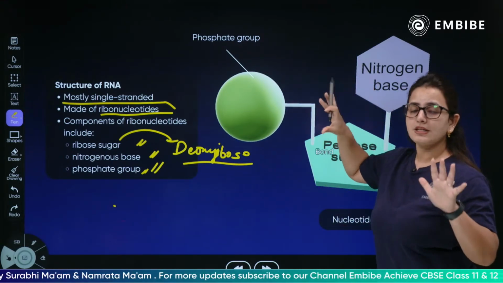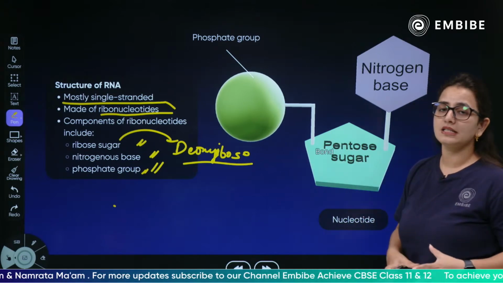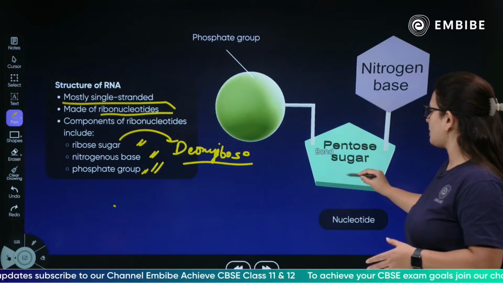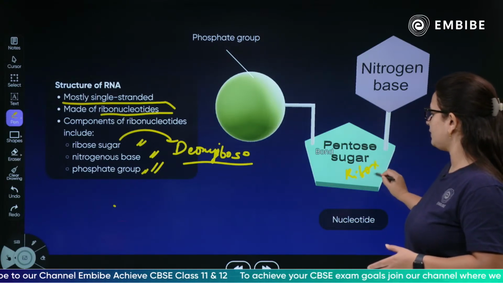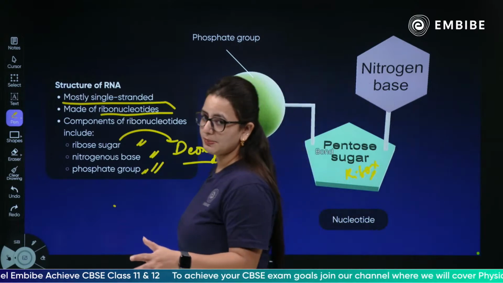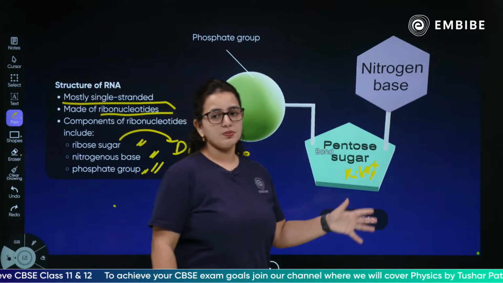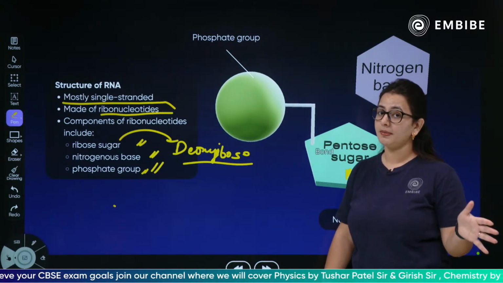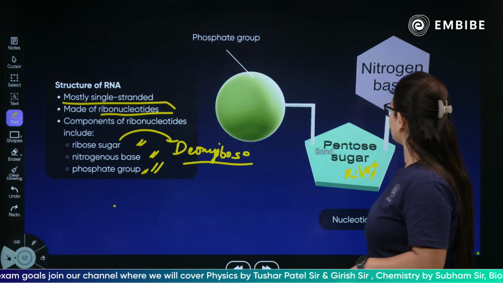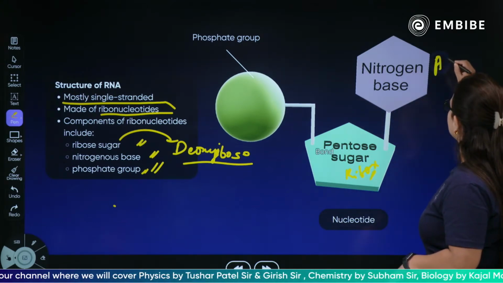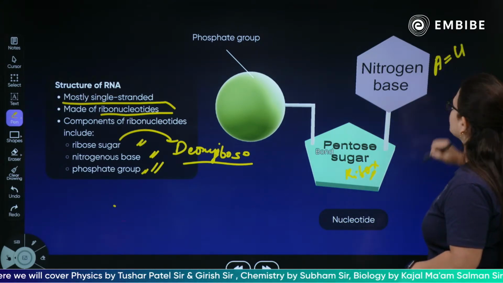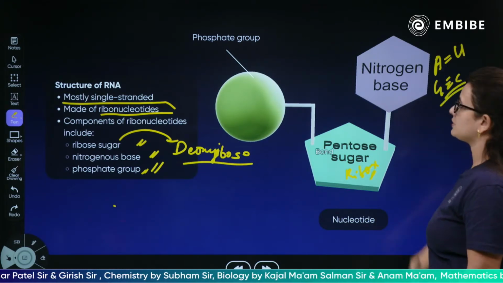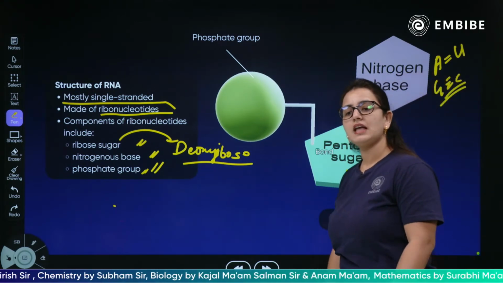It has the same basic structure as DNA, other than the sugar, which is different. In DNA we have deoxyribose sugar, and here we have a ribose sugar. Other than that, all the things are similar. There is a phosphate group, there are nitrogenous bases, purines and pyrimidines, and instead of thymine there is uracil. A will combine with U, which is uracil, and G will combine with cytosine.